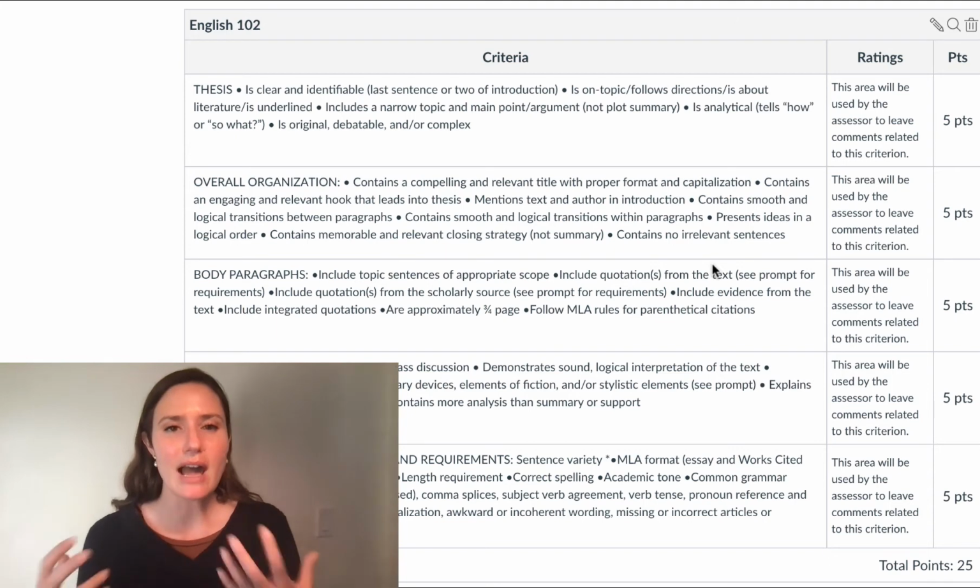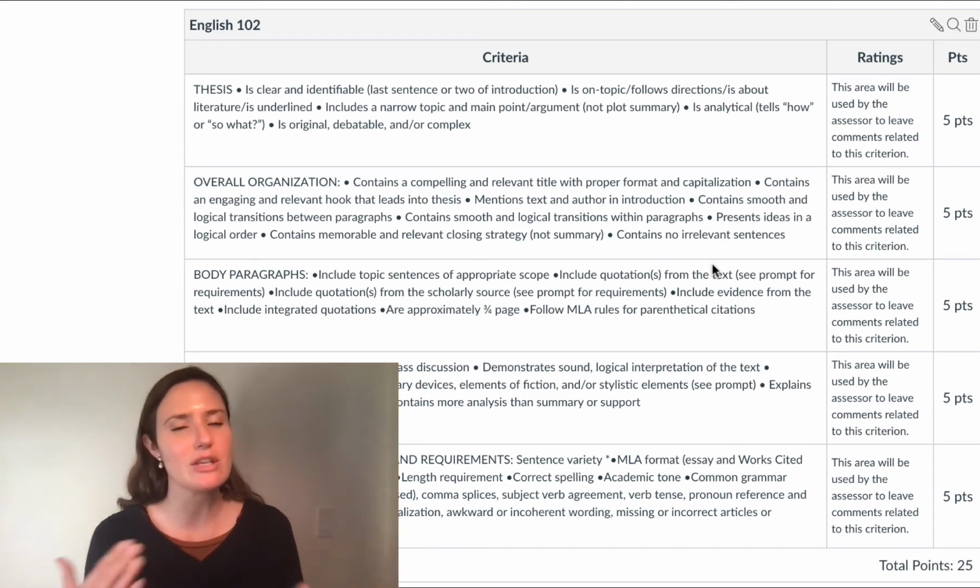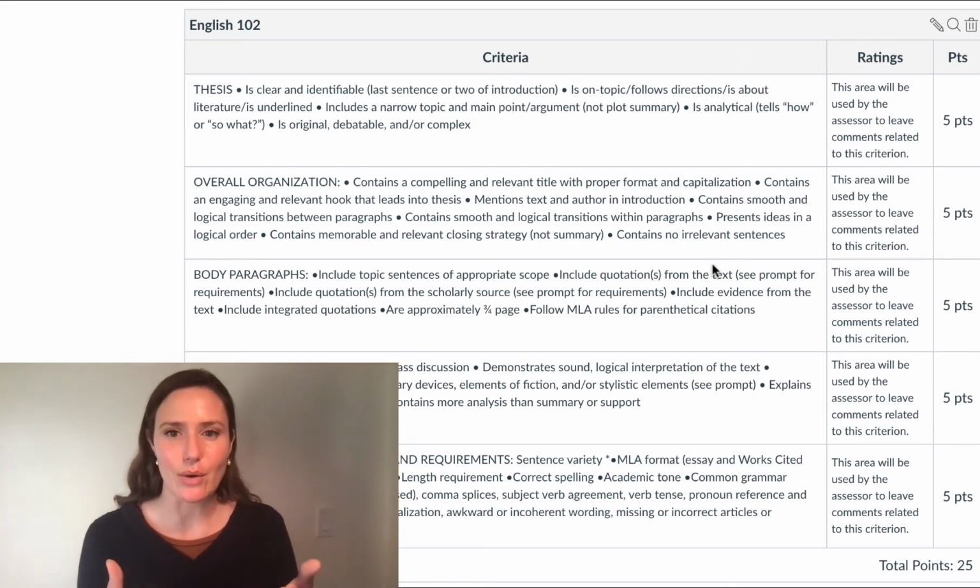But when writers think about the order of their ideas, the reader shouldn't even have to think about it. It should be so intuitive and natural that I don't think about why you're ordering ideas in a certain way.